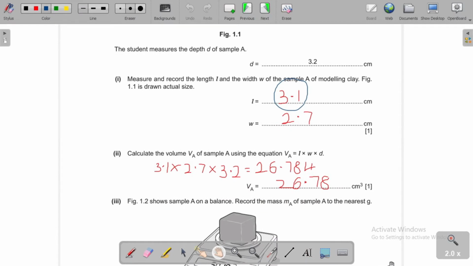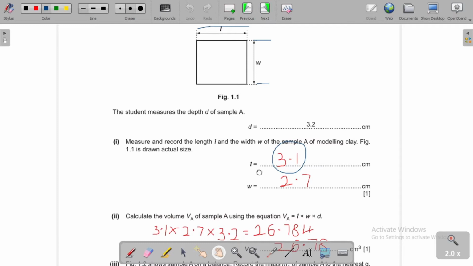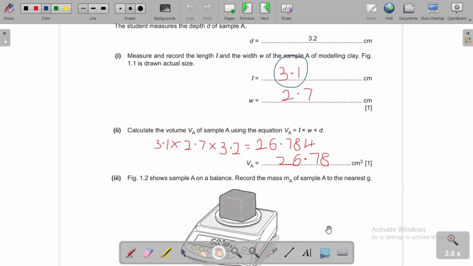Now, 2: calculate the volume VA of sample A using the equation VA equals L times W times D. You got L as 3.1, W as 2.7, and you were given 3.2 as your D. So all you need to do is multiply everything, and that gave me 26.784, and I approximated it to 26.78, leaving it in 2 decimal places. I like leaving it in 2 decimal places, and I will also advise you to do so.